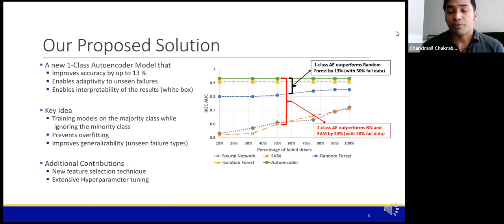autoencoder models outperform the random forest, which is the prior work, by 13%, and neural networks and SVMs by 33%. This shows that, particularly in dynamic environments, one-class techniques are a better choice than other techniques used in prior work. Thank you so much, and I look forward to your questions.